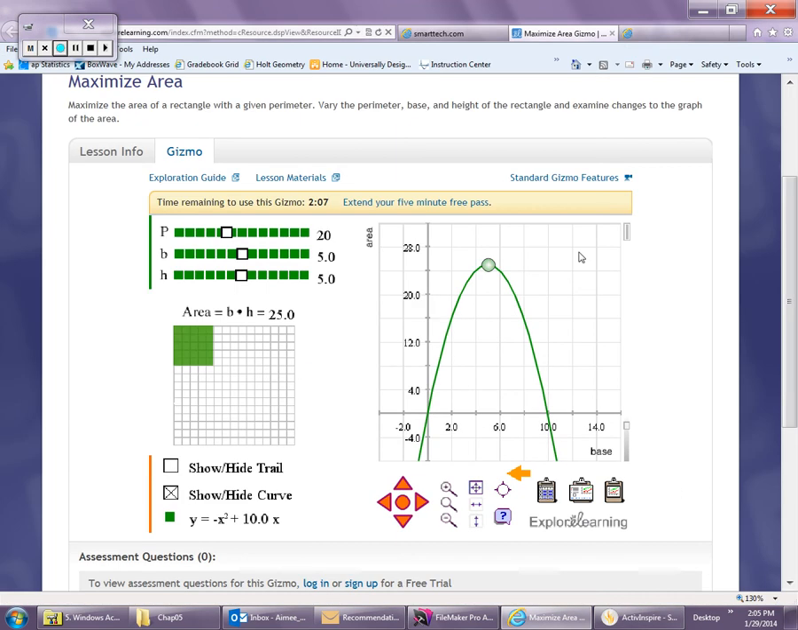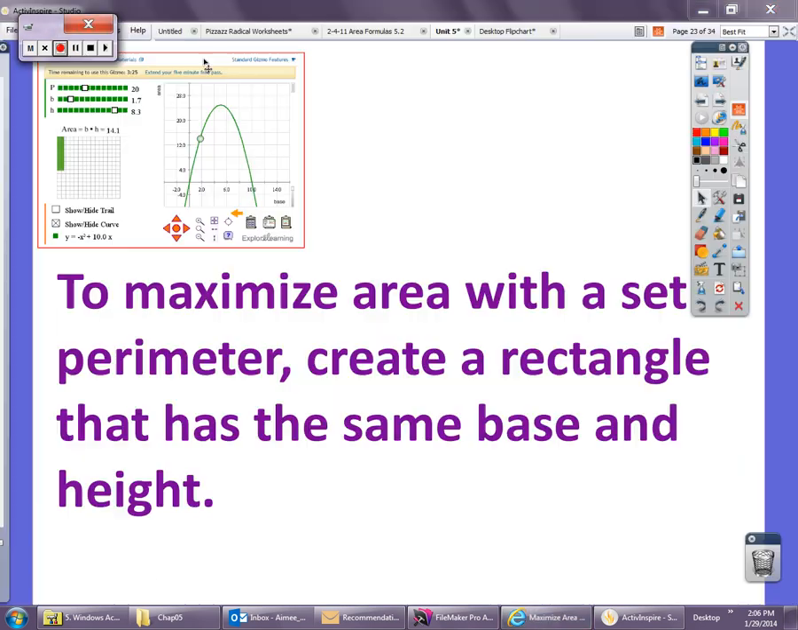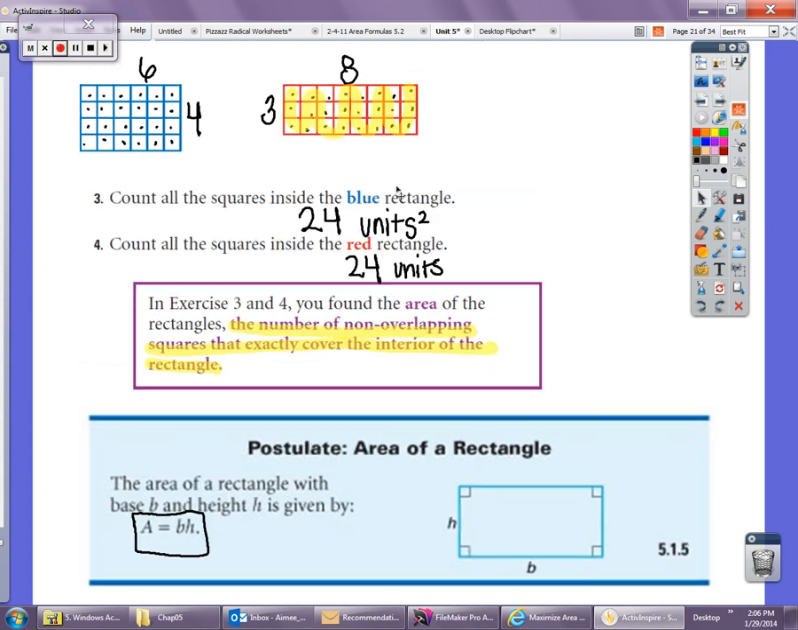Alright, I think I got it fixed here. So to maximize area with a set perimeter, create a rectangle that has the same base and height. Okay? So looking back at our example here that we started with, both of these rectangles had an area of 24. Okay? Both of them had an area of 24.